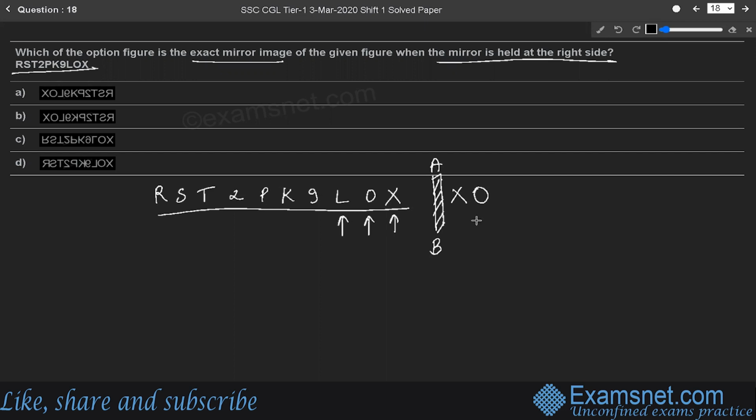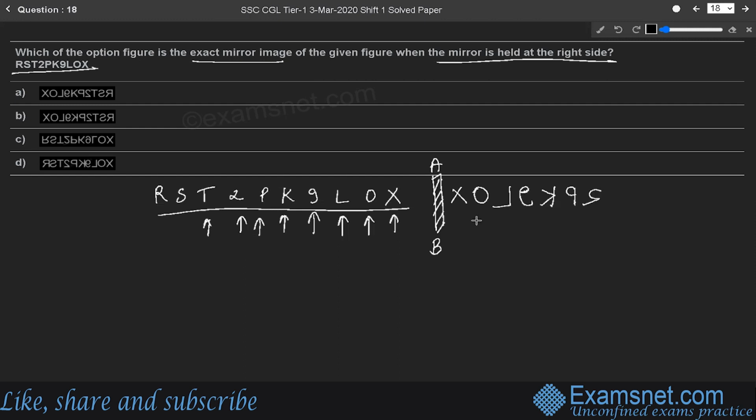Then the next object is L. When L is placed in front of a mirror, its reverse image will be this way. When 9 is placed in front of a mirror, its reverse image will be this way. Reverse means just the opposite. Then similarly, when K is placed in front of this mirror, its reverse image will be this way. When P is placed in front of this mirror, the reverse image will be this. When 2 is placed in front of this mirror, it will be this.